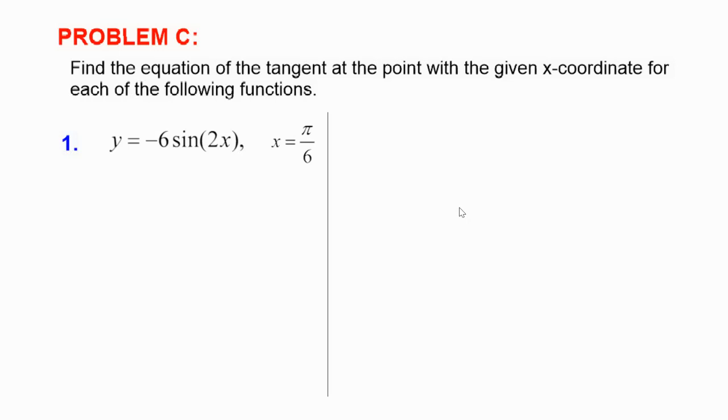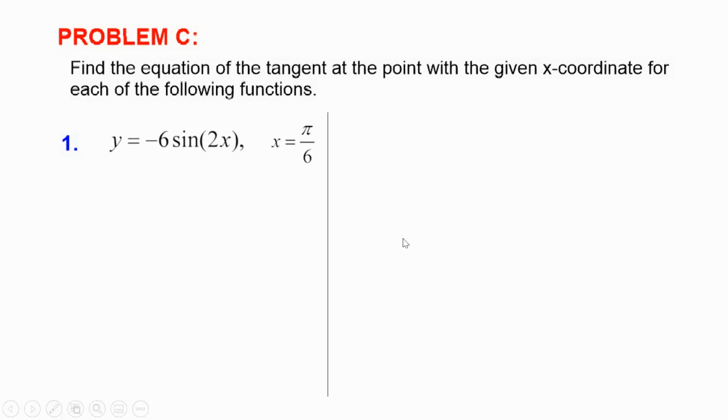Find the equation of the tangent at a point with the given x coordinate for each of the following functions. How do I do that? When x is equal to pi over 6. How would I find the equation of the tangent? Think back to when we did this before. Find the derivative first, okay? All right, Zia is definitely on the right track.